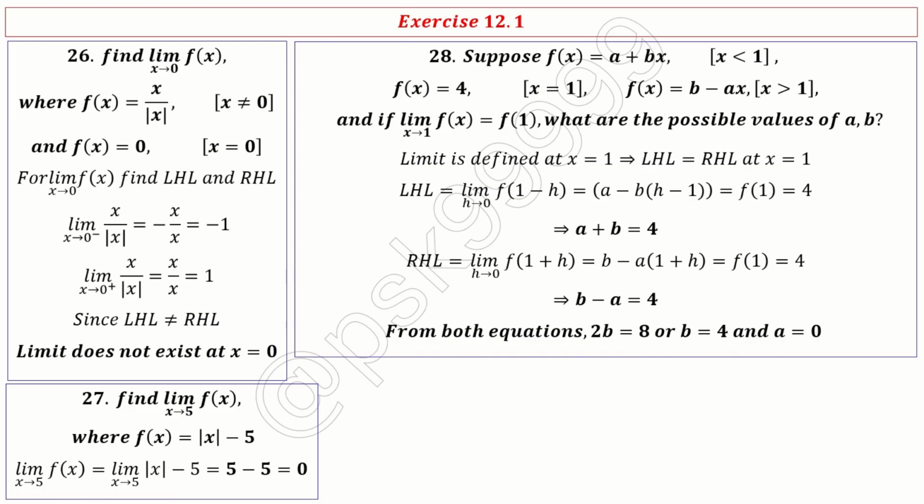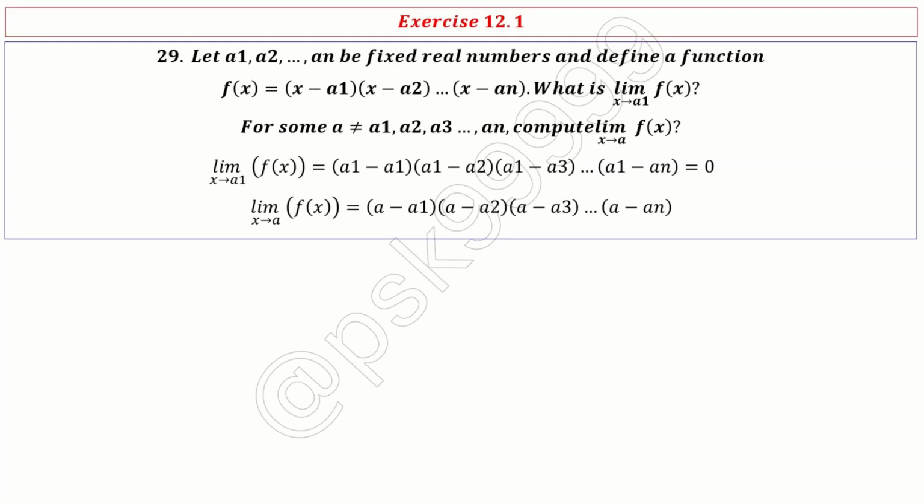This is how we can solve the limit problems. Okay, next. Let a1, a2 up to an be fixed real numbers and define a function f of x equal to x minus a1 into x minus a2 up to x minus an. What is the limit x tends to a1 of f of x? This is simple. There is no denominator for us. So you have to just straightforwardly substitute it. One of the terms will become 0. So obviously it's a product of multiple terms, so it will become 0 only. Okay. So limit x tends to a1 of f of x is equal to 0.